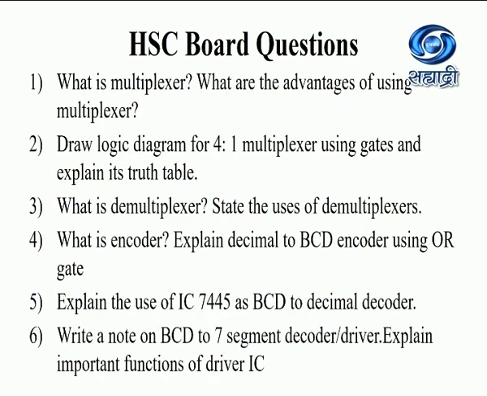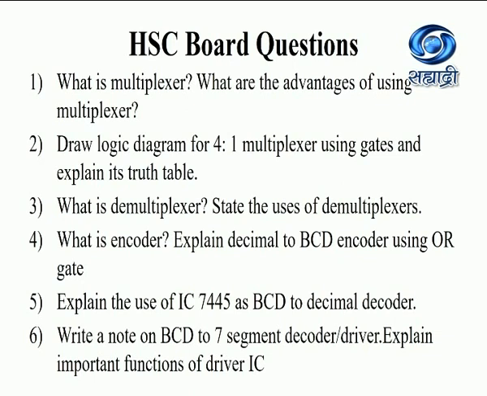So let's discuss the questions. The first question, which is asked for 3 marks in the HSC board exam, is: what is a multiplexer? What are the advantages of using a multiplexer? In this question, you have to explain the principle of multiplexer. Then you have to draw the logic diagram of multiplexer, and you have to state the advantages of multiplexer for 3 marks. Second question: draw the logic diagram for a 4:1 multiplexer using gates and explain its truth table. Again, you have to draw the logic diagram for 4:1 mux by using AND gates and NOT gate. And you have to explain the truth table. Output is selected by select inputs.